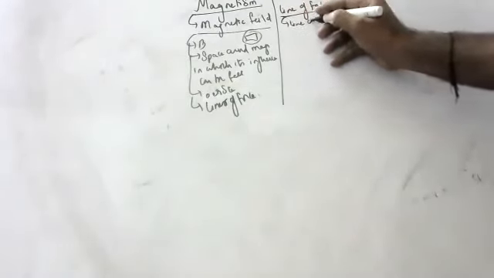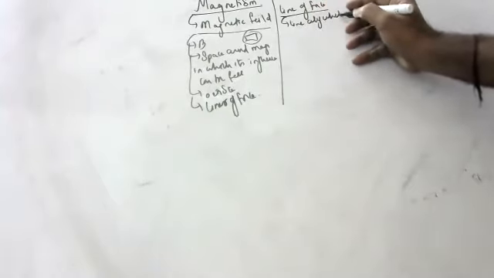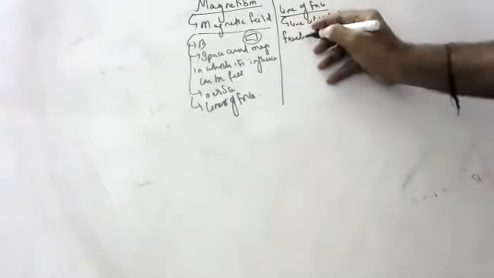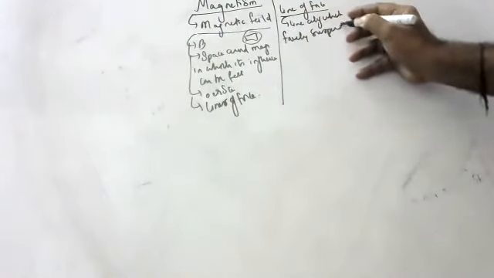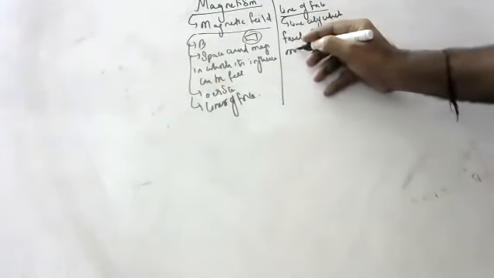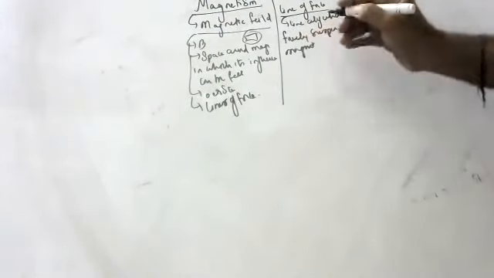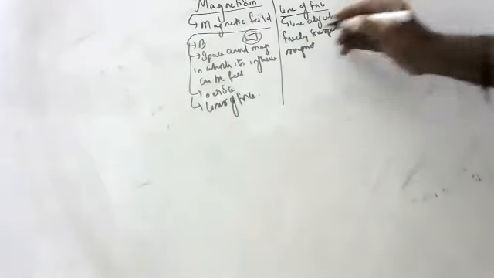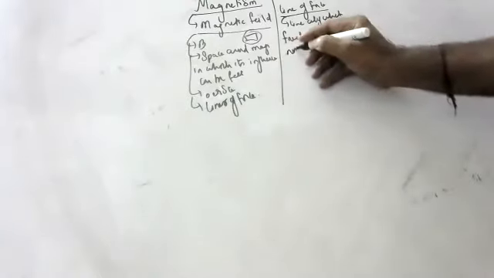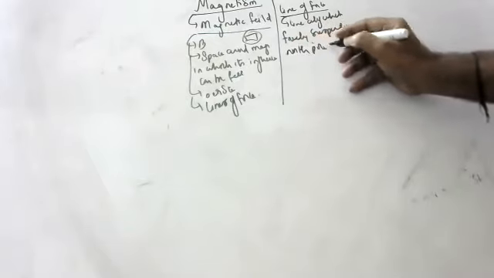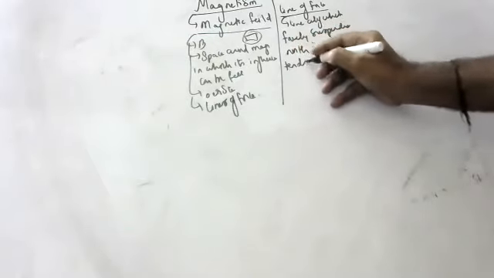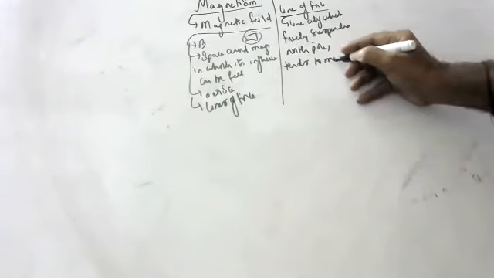A line of force is a line along which a freely suspended north pole tends, means tries, to move. Line along which a freely suspended north pole tries to move.